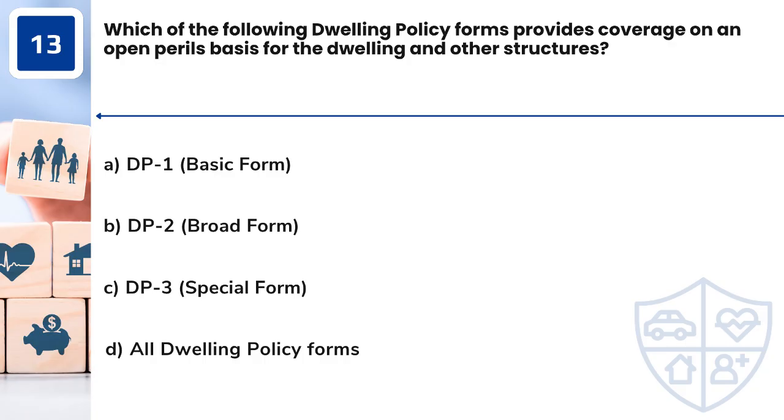Question 13. Which of the following dwelling policy forms provides coverage on an open perils basis for the dwelling and other structures? A. DP1, basic form. B. DP2, broad form. C. DP3, special form. D. All dwelling policy forms.